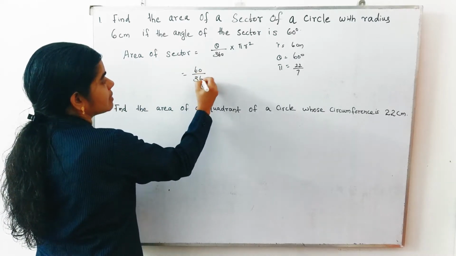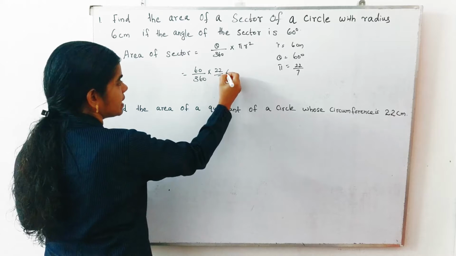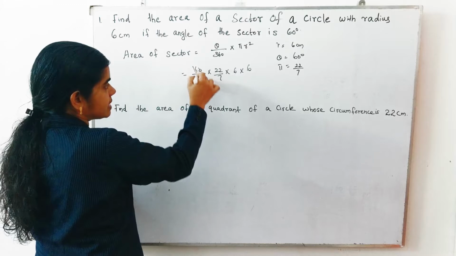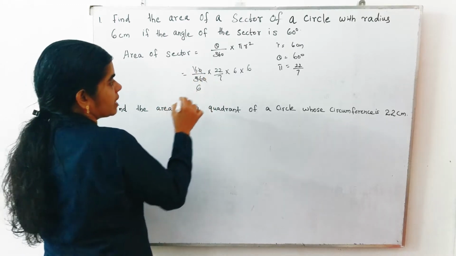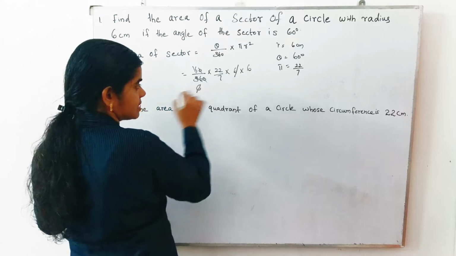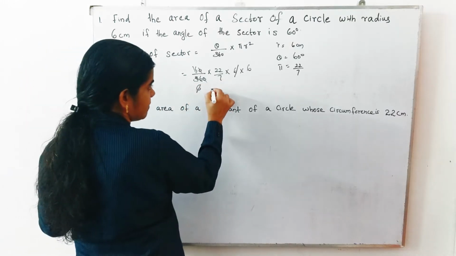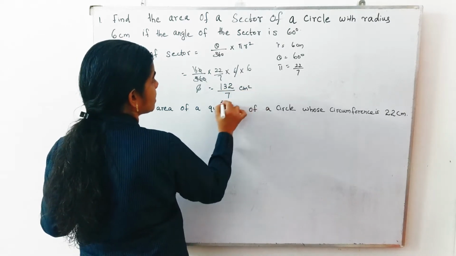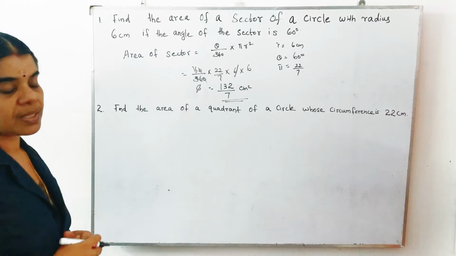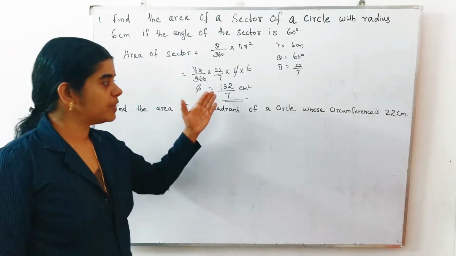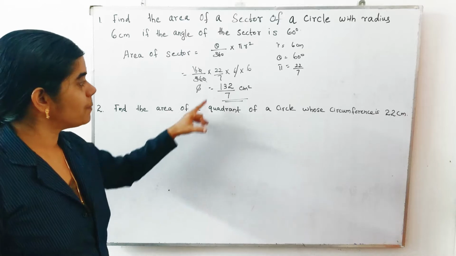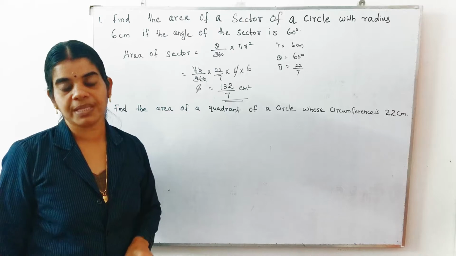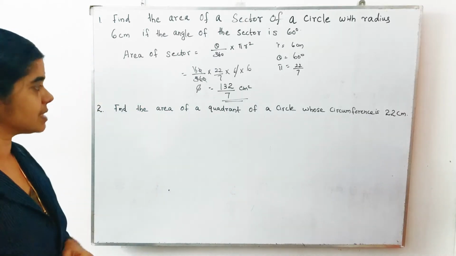Substitute the values. 60 divided by 360 into 22 by 7 into 6 into 6. So the 0 we cut. 6 how many times? 6 times. We are cutting the 6 and the 6. Then 22 into 6 by 7, so 132 by 7 centimeter square will be the area of the sector. No need of finding the decimal form. We can keep the answer this way itself. No problem. So 132 by 7 centimeter square will be the area of the sector with angle 60 degree.